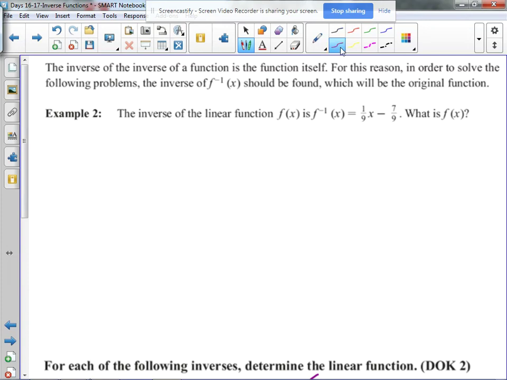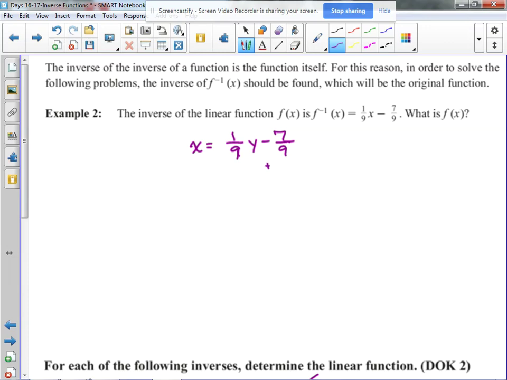We switch x and y. So remember, that's just a fancy way of saying y. So we've got x is equal to 1 over 9 y minus 7 over 9. So steps remain the same. Switch x and y, solve for y.